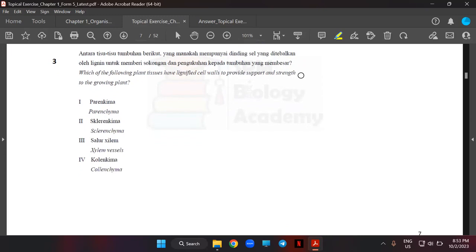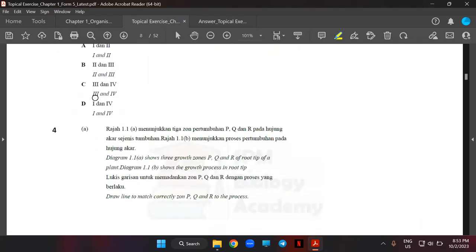Antara tisu-tisu tumbuhan berikut, yang manakah mempunyai dinding sel yang ditebalkan oleh lignin untuk memberi sokongan dan pengukuhan kepada tumbuhan yang membesar? Which of the following plant tissue have lignified cell wall to provide support and strength to the growing plant? Okay. Lignin hanya ada di 2 tempat saja. Satu ialah sclerenchyma, satu lagi ialah xylem vessels. Only these 2 places lignin is found in the cell wall. Cell wall sclerenchyma, cell wall xylem vessel. Other place no lignin. So 2 dan 3 jawapan dia.